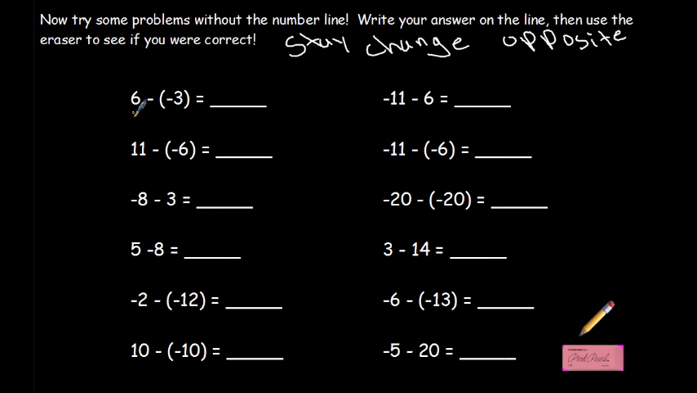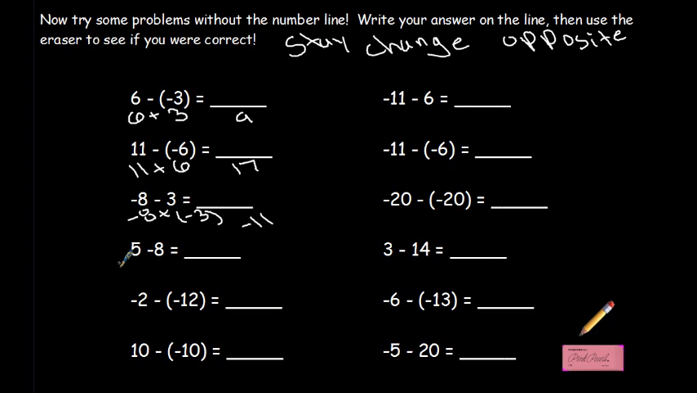So I'm going to go 6, so stay. I'm going to change my minus to a plus, and I'm going to take the opposite of negative 3, so that's 3. So 6 plus 3 is 9. Over here, stay, change the minus to a plus, negative 6. The opposite is 6, so 11 plus 6 is 17. Stay, the opposite of minus is plus, and then the opposite of negative 3, positive 3 is 3. So this is negative 8 plus negative 3, same signs, add them together, keep the sign.